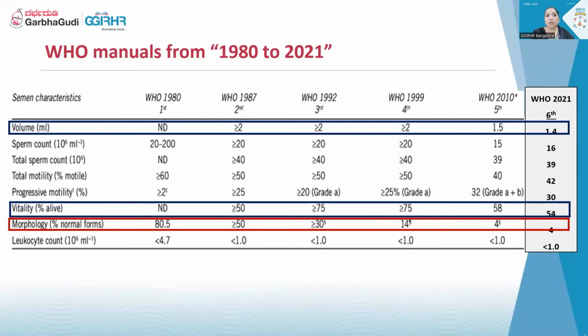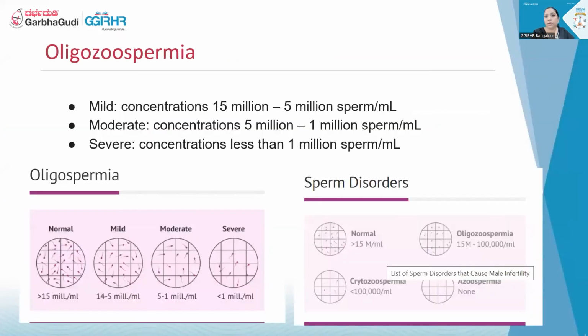You can see from 1980 to 2021 there have been changes, where it was more than 75, then in 2010 it was 58, and now it is 54%. Morphology normal forms, as you can see through these years, have decreased, and the 5th and the 6th edition say it should be 4% or more. So the normal forms percentage is calculated and reported. Then we have others like sperm total count and motility, which we'll discuss a little later.